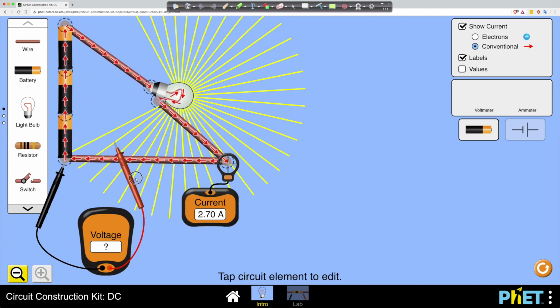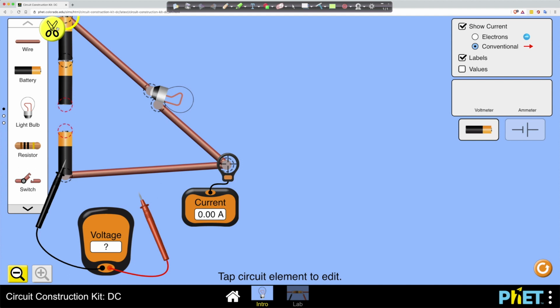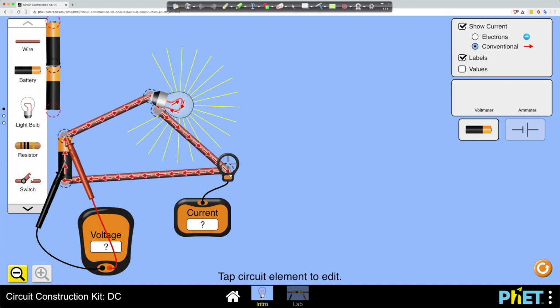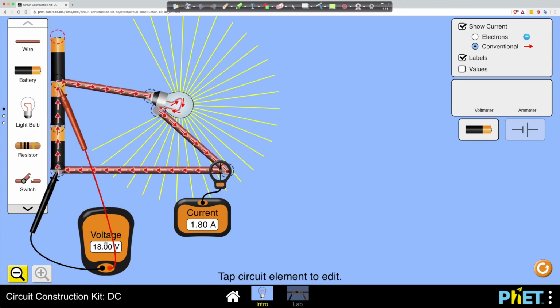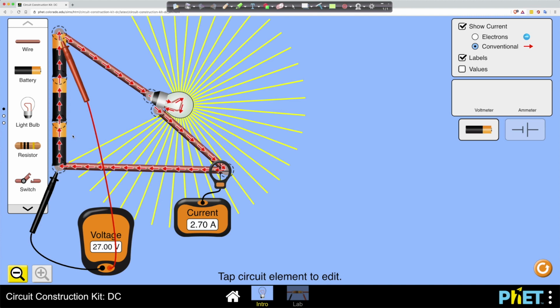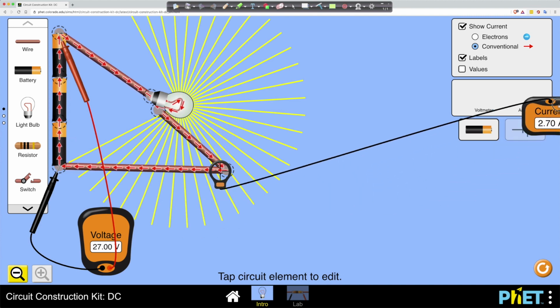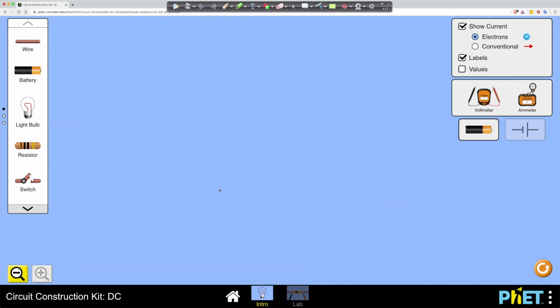All right, so now let's break this apart again. So we got the low flow. Here it is with just the one battery, 9 volts. Here we are with 18 volts, and notice that the current doubled. And now we are here with 3 batteries, and the current has tripled. Okay, remove these. Now I've cleared the tablet. So let's take a look at what happened.